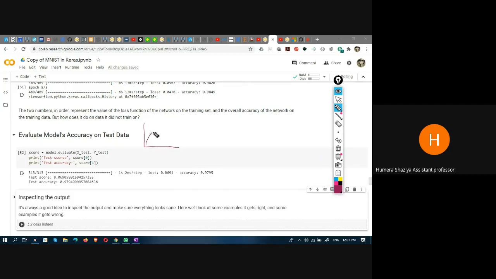You see, this is 98%, and training and validation is 97%. Means testing is 98, this is 97. So there is no overfitting problem here. So our model is working exactly well.